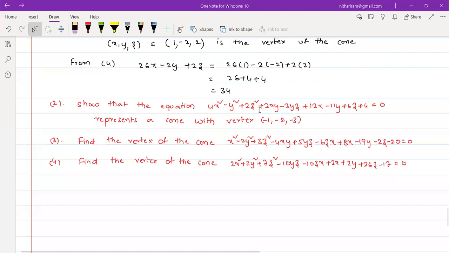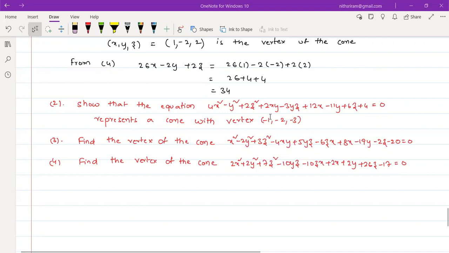I have given you three more problems. Coming to the second problem, it asks that the equation represents a cone with a given vertex, whereas in problems 1, 3, and 4, it directly asks to find the vertex. If you want to show that this particular equation represents a cone, first of all we have to find the vertex. Here the vertex was already given, but we have to find the vertex by the method used in the above problem.